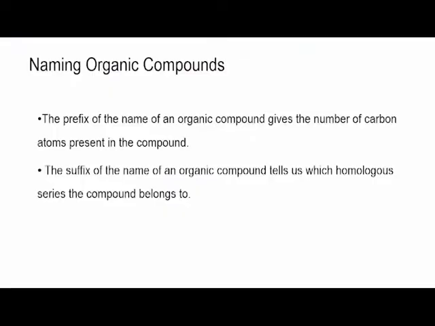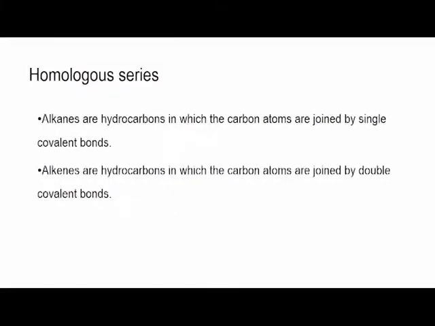Talking about the prefix, let's look at some homologous series. The first homologous series is alkanes. Now the prefix is the way the name starts. For example, if you have methane as an organic compound, the way it starts tells you that meth means 1. And then the way it ends, ANE, tells you that it belongs to the alkane group.